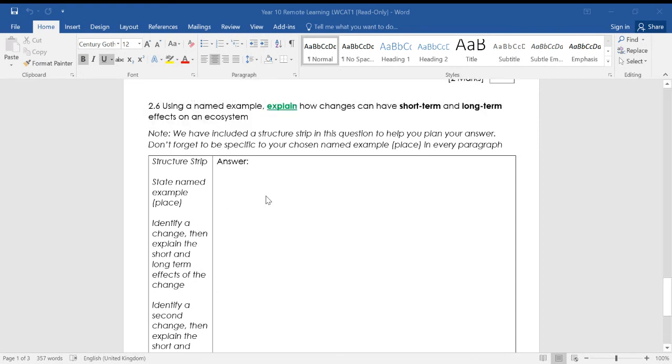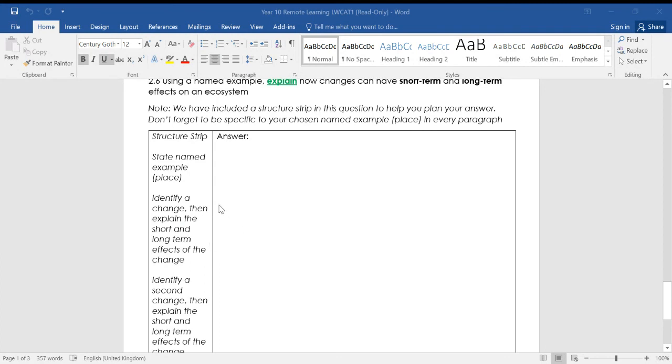Those changes could be human, or they could be physical, so natural changes. That might be a way of splitting up your answer: one natural change to an ecosystem like drought or flooding, and one human change like climate change or deforestation, and thinking about the impact of those changes on the ecosystem. What will happen to particular species of plants or animals as a result of that change?